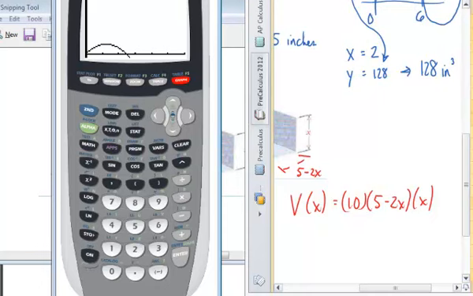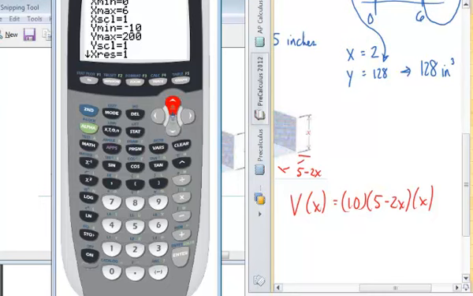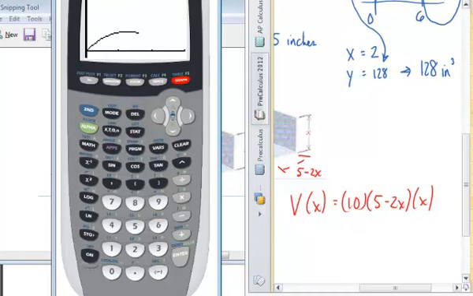So I'm going to try to change the window settings so that the y values aren't so tall, but you don't really have to do this. It just shows better as far as trying to find the maximum. So I'm going to change the x max to about 3, and I'm going to change the y max to about 100. Now when I graph it, you see that we reach our peak.